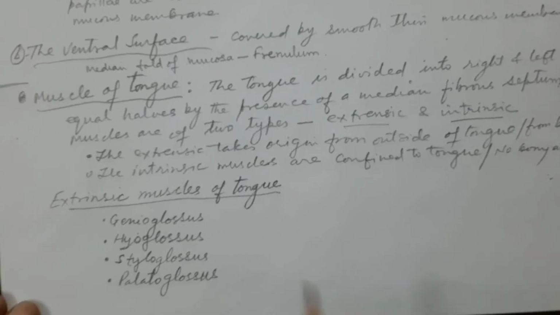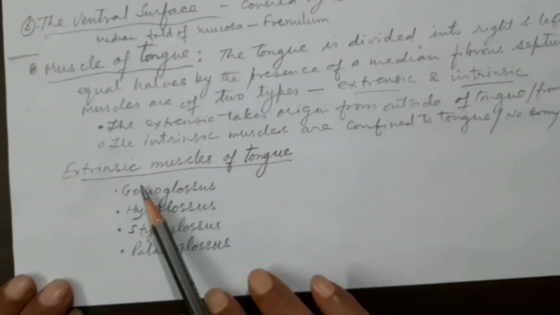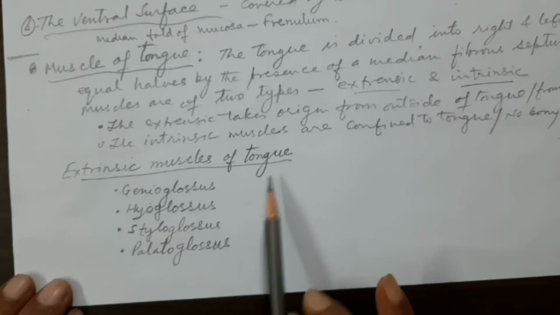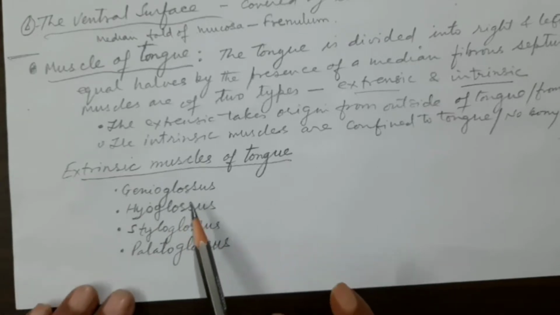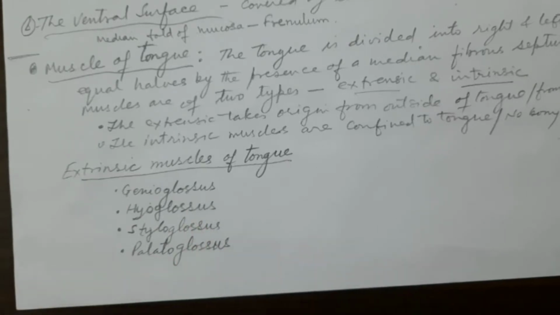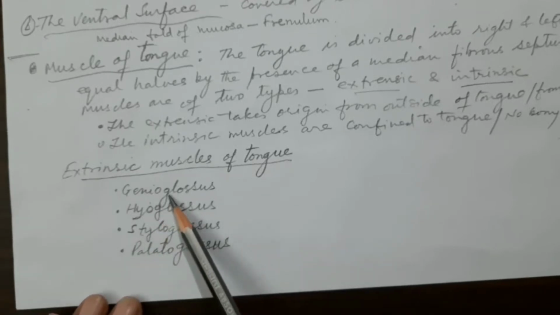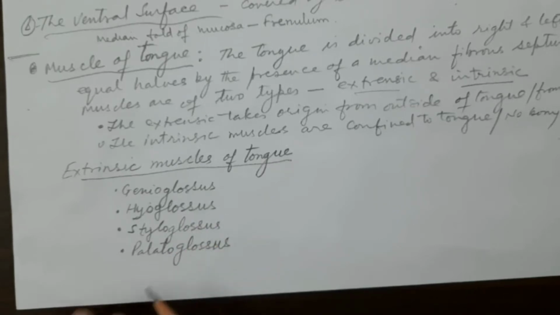Let us come first to the group called the extrinsic muscles of the tongue. These are the four muscles which take origin from bone and then come into the tongue: Genioglossus, Hyoglossus, Styloglossus, and Palatoglossus. So these are ultimately going into the tongue.